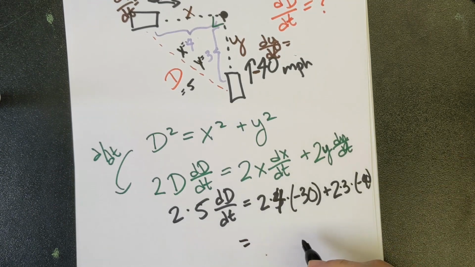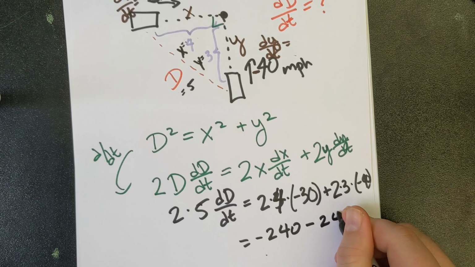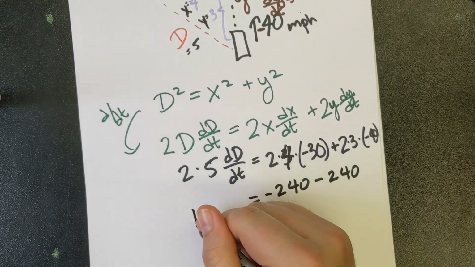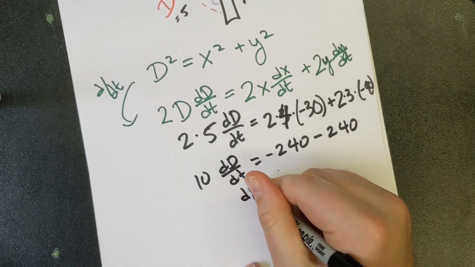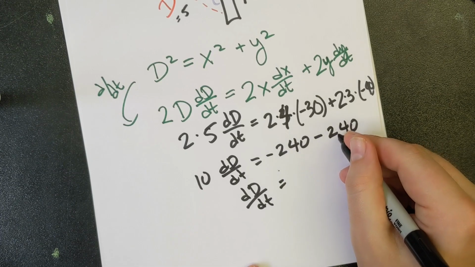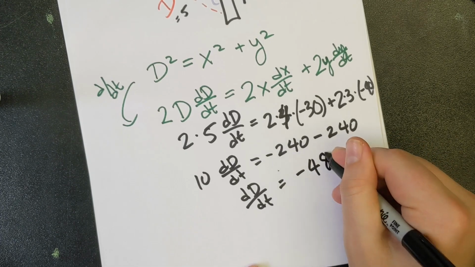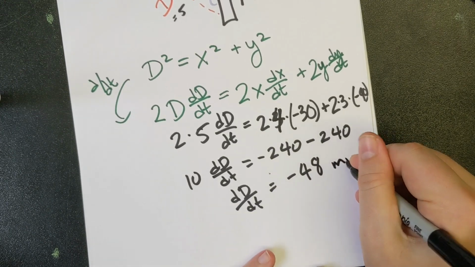So we end up with 4 and 3 is 12, so that's 120 times 2, that's minus 240. And here I have another minus 240. Here I have 10 dd dt, so I end up with dd dt is, well, this is 2, this is minus 480, but then I divided by 10, so it's negative 48 miles per hour.